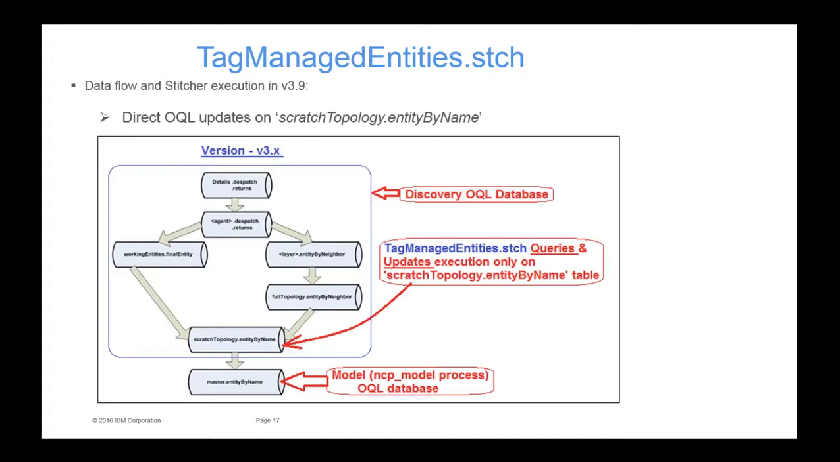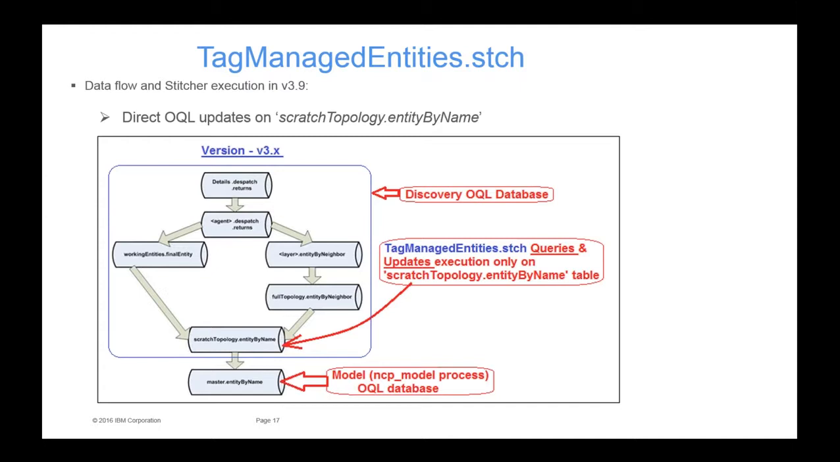So the tag managed entity stitcher runs on this table and queries the table for the entities you want to unmanage, and then you can execute an update statement on the same table. So it acts on the same table itself, and upon execution, at the final stage the entire data is passed on to the model process and then finally into NSIM. Everything is in OQL land, nothing is SQL here, so the entire discovery as well as the model.